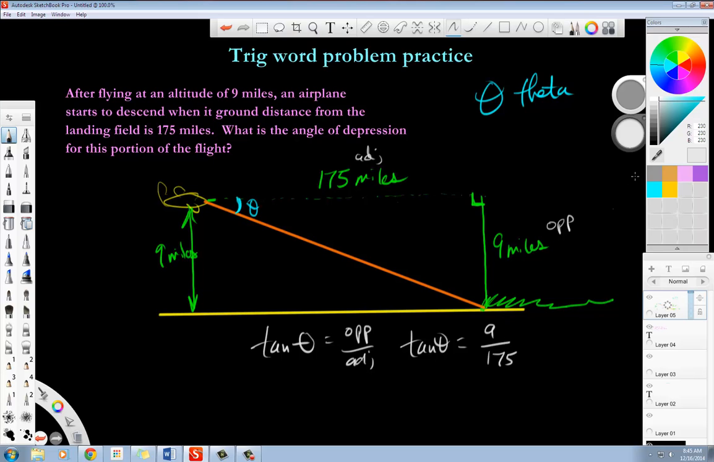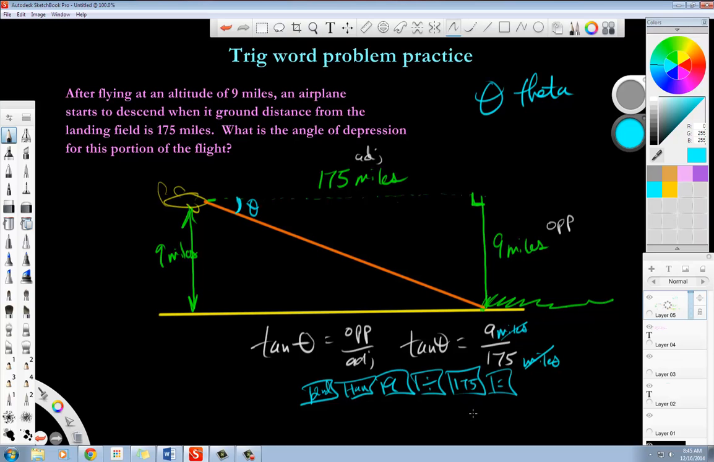And just so you know, I'm going to delete this, but you would have miles here, and you would have miles here, but they would totally cancel each other. So you might as well just forget that. The units have to agree first, but when they do, you're good to go. So it'd just be 9 over 175. So the buttons you would hit on that: second tangent, 9 divided by 175 equals.